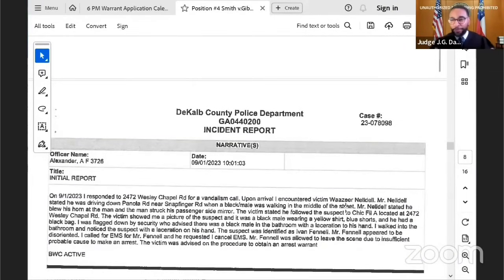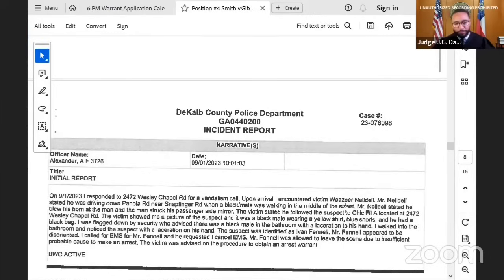And so if I say, well, I believe you over him, when I really don't have any other evidence other than saying that your car was damaged and that you have a picture of an African-American male, then that's just not enough. And so I'm not going to be able to give you your arrest warrant this evening.